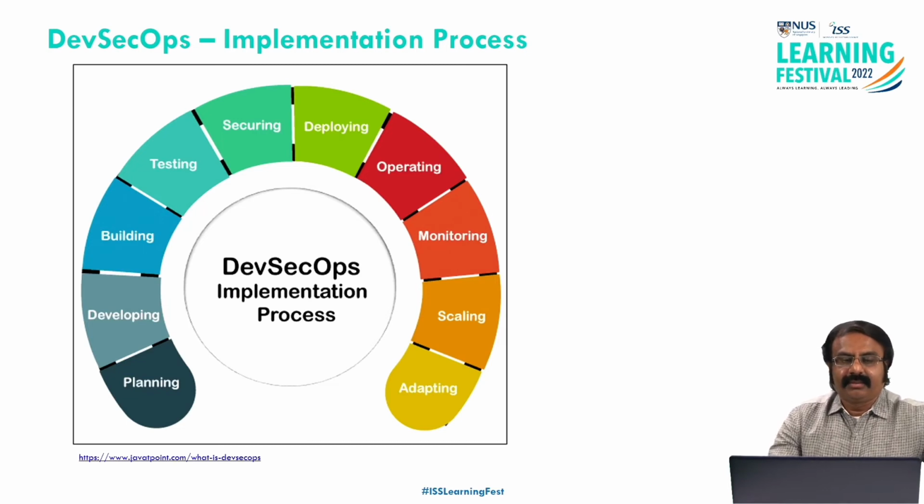So the DevSecOps implementation process. Here you can see that the implementation process actually starts from the planning. Then we will develop the components. Then we will do the build. Then do the continuous testing. Then have these security elements. Then we will go for a deployment to production.